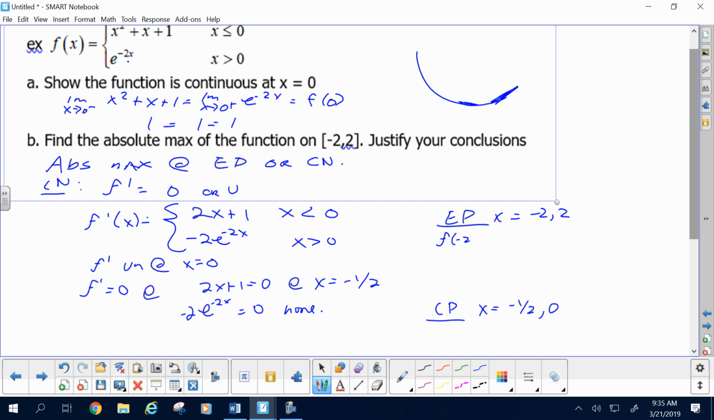So f at -2, how low or high is that y value? We need to see. So f at -2, which branch do I use? Okay, so that's -2 quantity squared plus -2 plus 1, which is 4 minus 2 plus 1, or 3. Okay? F at 2, which branch do I use? E to the -2x. E to the -2 times 2 is e to the -4, or think 1 over e to the 4th. That's roughly 1 over 3 to the 4th-ish. That's 1/81st. It's pretty small. You with me?